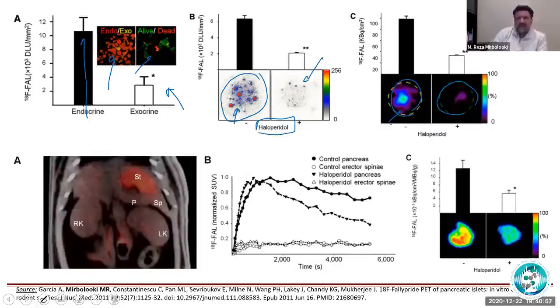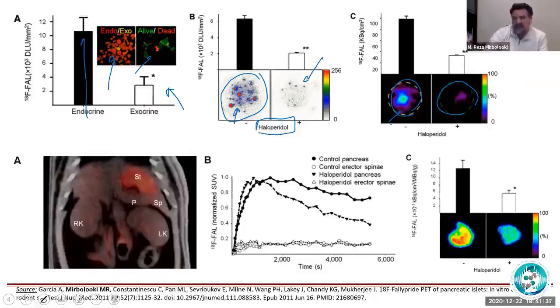Then we wanted to do a PET CT scan in a normal pancreas. So we used the fallypride, let the fallypride bind, and then we did the PET CT scan. We ran the PET CT scan for about 60 to 90 minutes. That was also a dynamic PET-CT, to see how much they take up and how much they retain. And then we used different parts as a control.